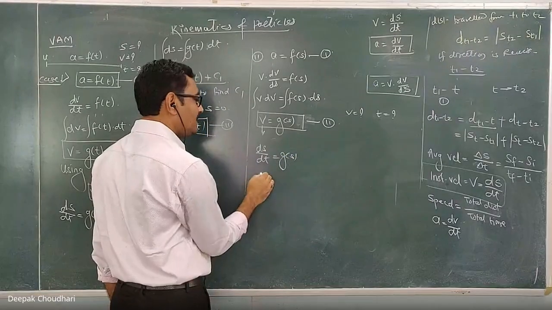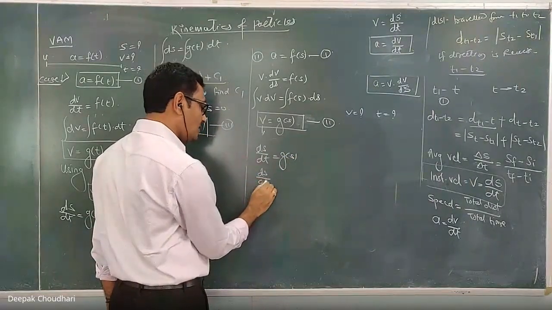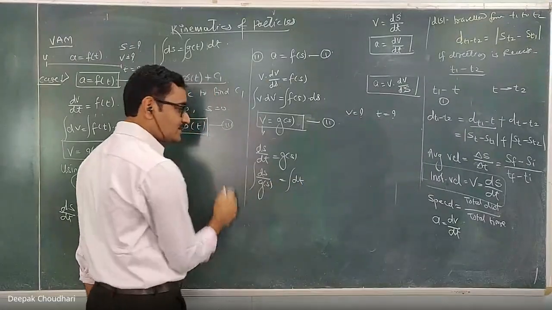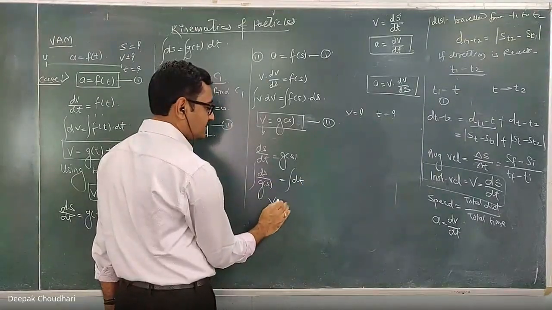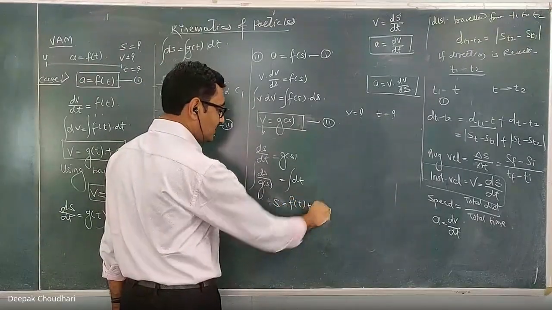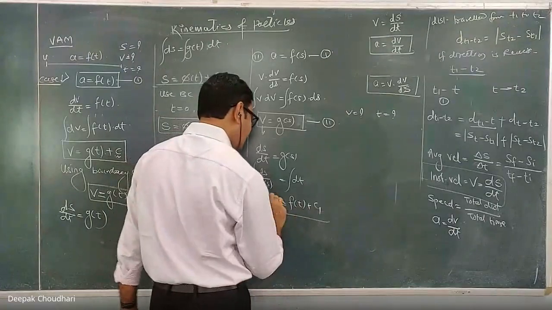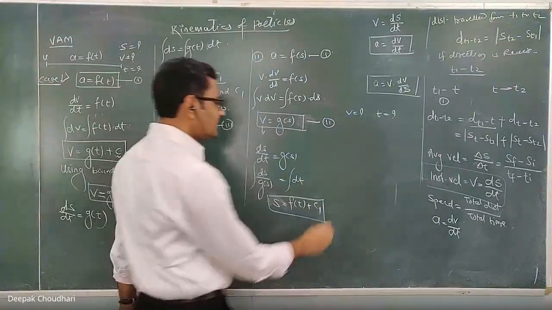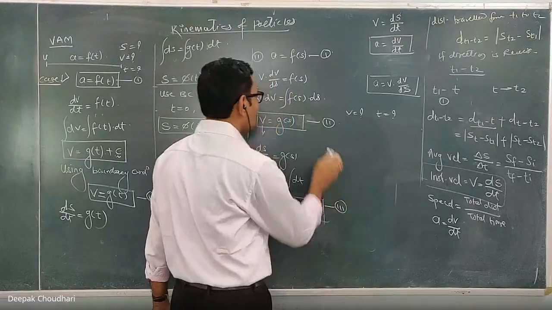Again, separate the variables. Here it is ds upon g of s, taking the s term on one side, which is equal to dt. Integrating both sides, you will get s as some function of time t plus constant of integration c1. Again, use the boundary condition and find out the value of c1. This is known as the third kinematic equation of motion.